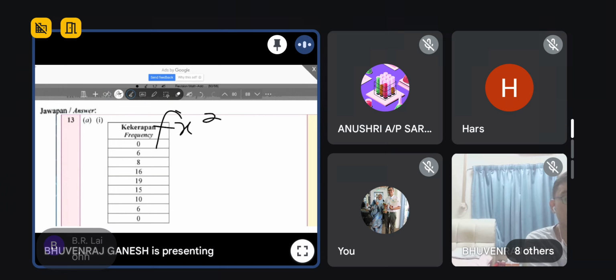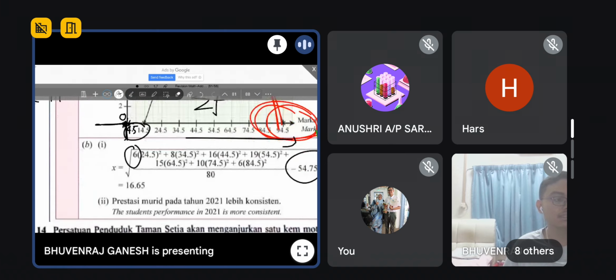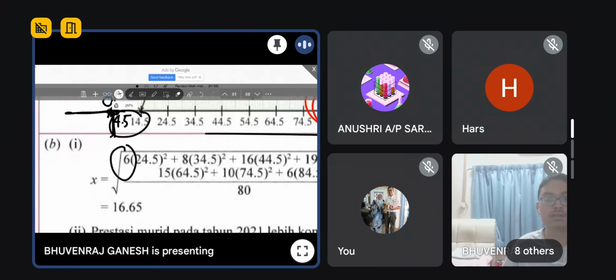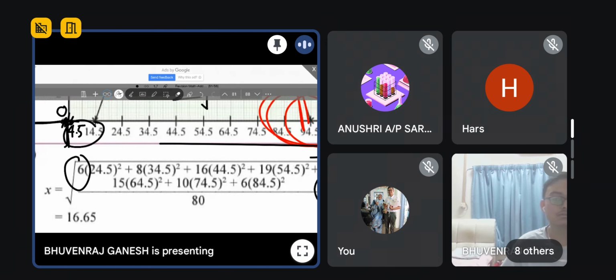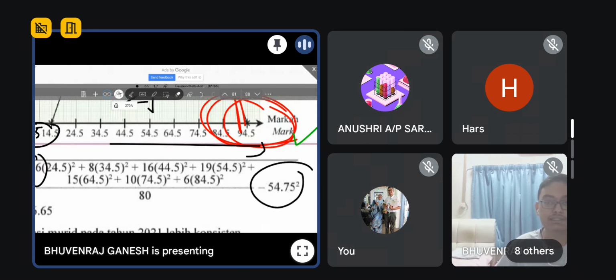Formula is fx square. Frequency times midpoint square. So you see the pattern over here. Frequency times midpoint square. 24.5 is midpoint. Then you square it. Then plus every single value until the end. Okay, guys? Can you all get it?